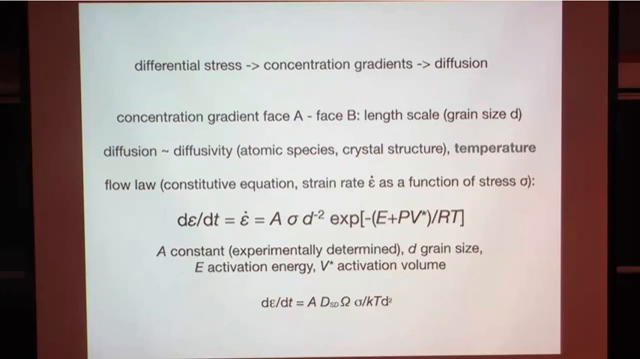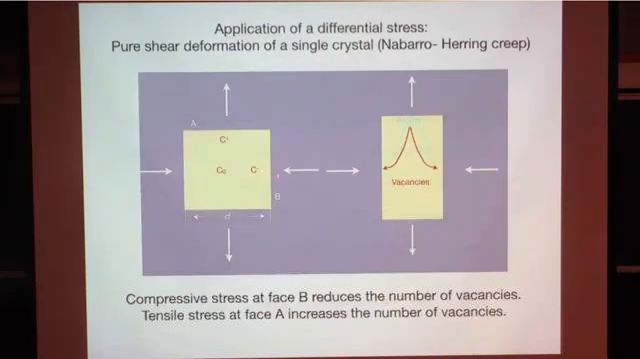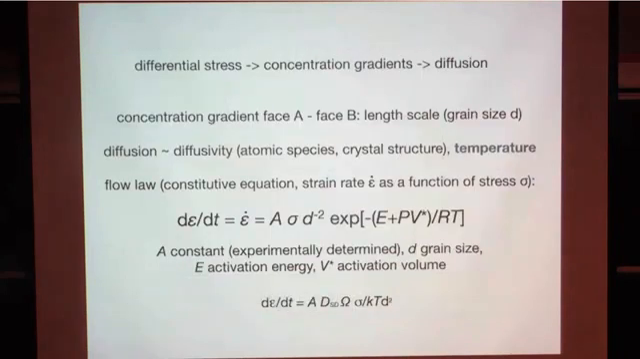The length scale here, this is the key part, right? The length scale is the grain size. You diffuse from one grain face to the other grain face. So the time it takes for the diffusion to happen depends on the grain size. So any constitutive equation then will have the grain size in it, right? Because the diffusive length scale is dependent on the grain size.